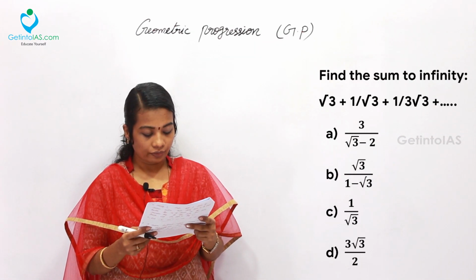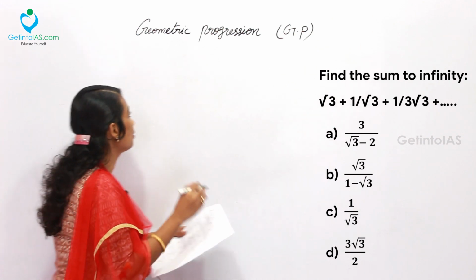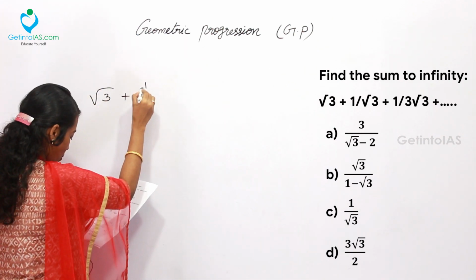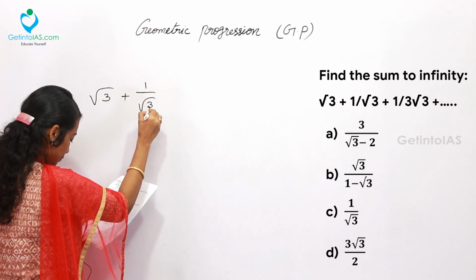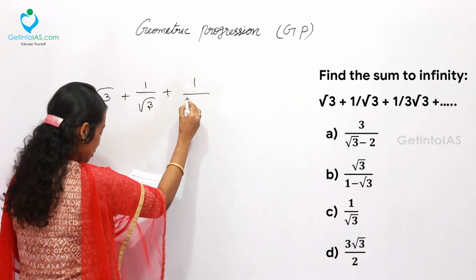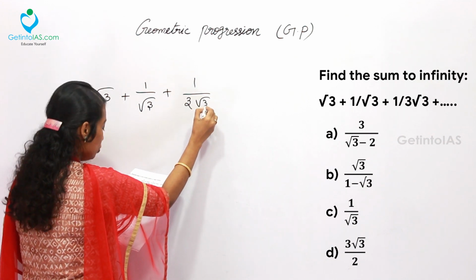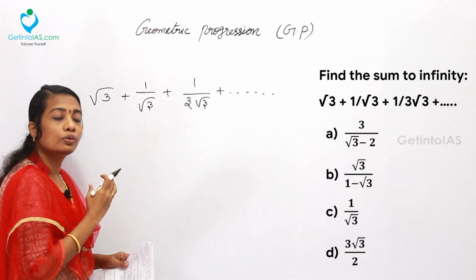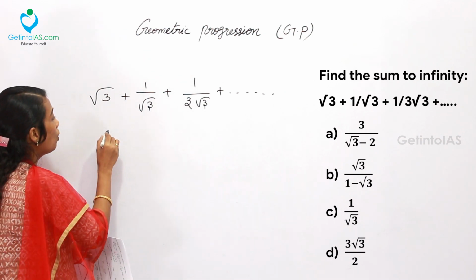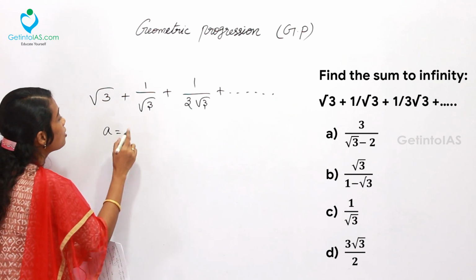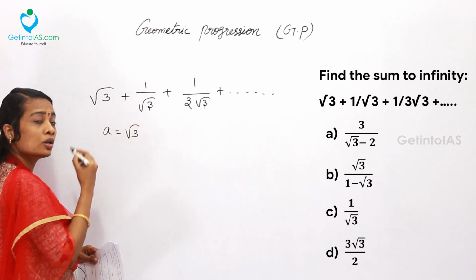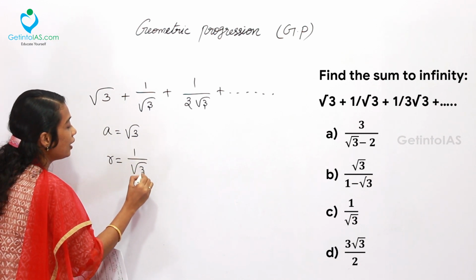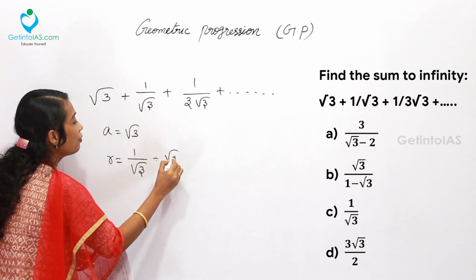The next problem: find the sum to infinity of the series root 3 plus 1 by root 3 plus 1 by 3 into root 3 and so on. Here the work is very simple if you know how to calculate the common ratio. What is a, the first term? Which is root 3. What is r here? R is simply the second term divided by the first term.